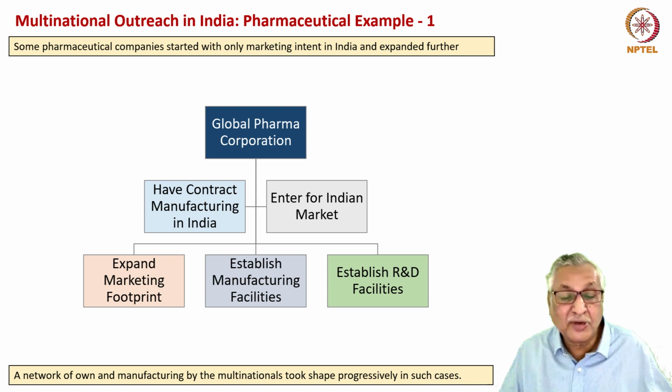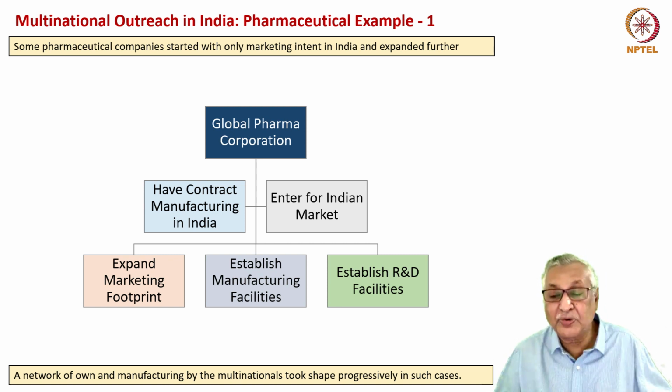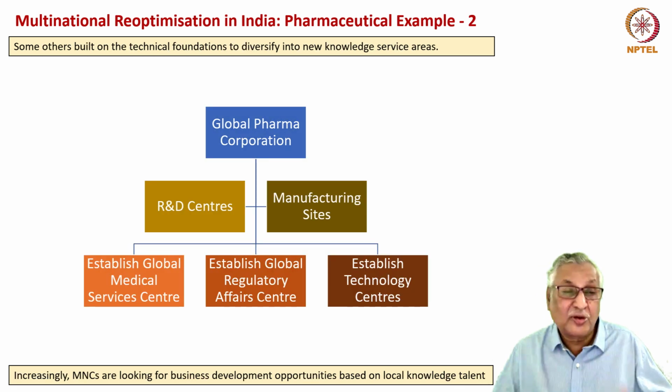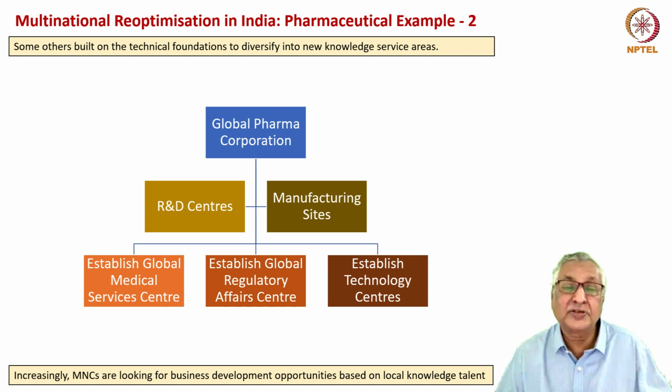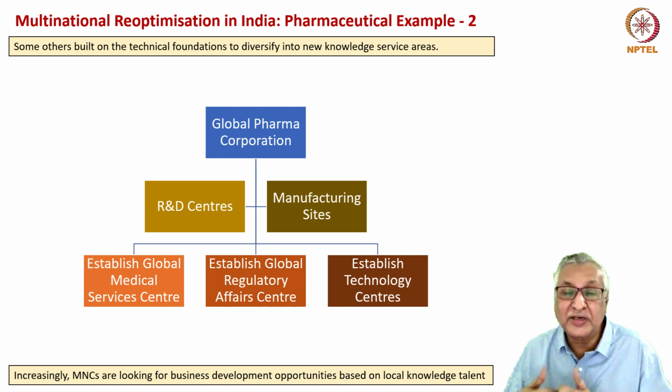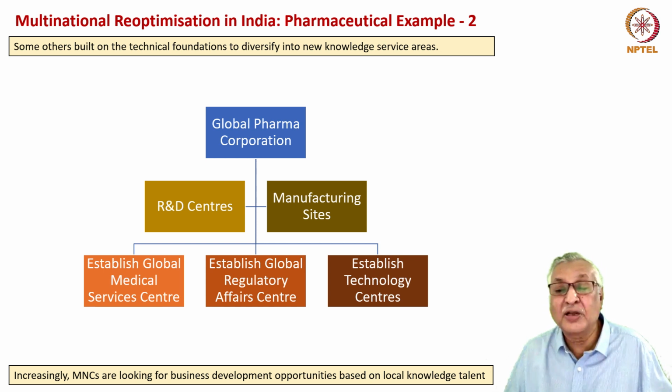A network of own manufacturing by the multinationals took shape progressively in such cases. There is also the possibility of a reoptimization that could happen in India. Some other MNCs built on the technical foundations to diversify into new knowledge service areas. So a global pharma corporation enters India, it sets up its R&D center. Then it also sets up its manufacturing sites.